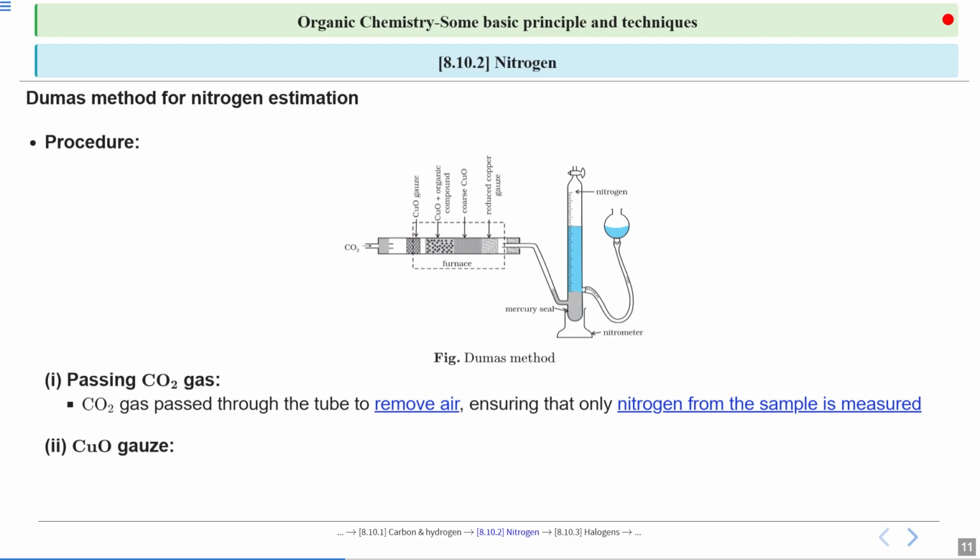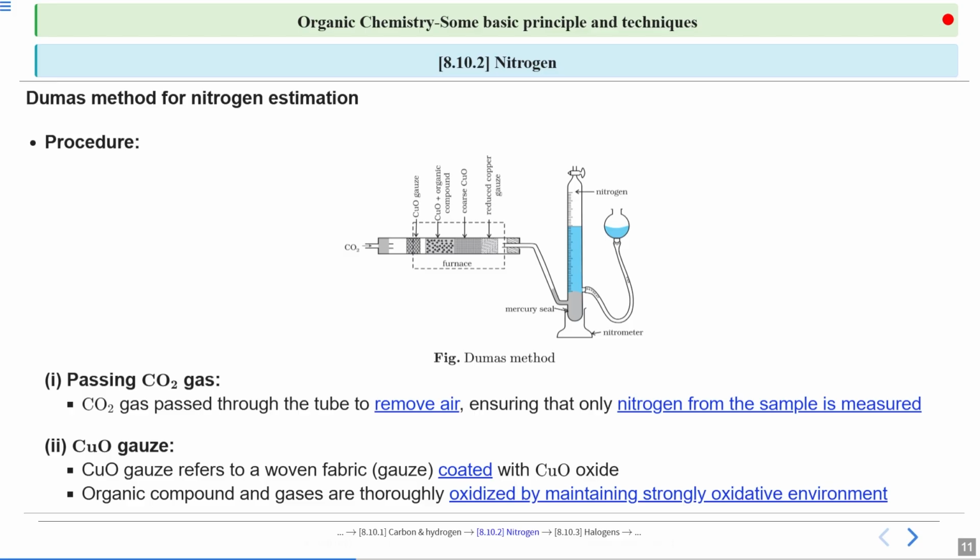Now let's talk about the copper oxide gauze. So this is a special woven material coated with copper oxide. Its main job is to help oxidize the organic compound completely during the reaction.